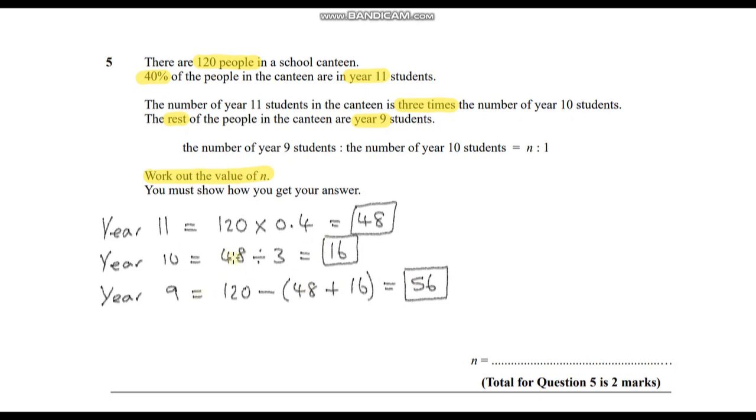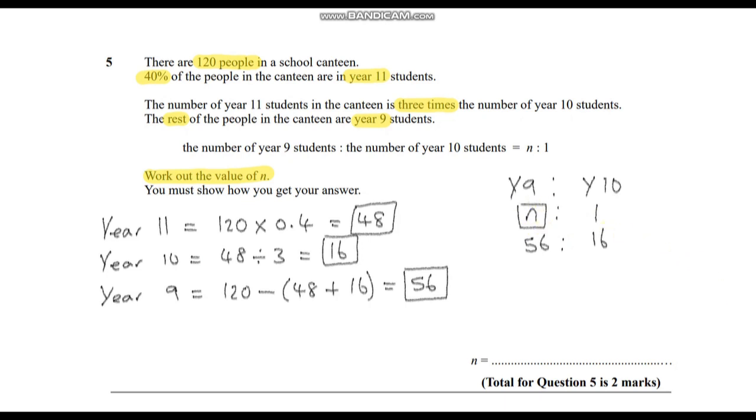So now we know how many students there are of each year group. We can have a look at this part. So it says the number of Year 9 students to the number of Year 10 students. The ratio is n to 1. Now we know what the numbers are. So there are 56 Year 9 students, and there are 16 Year 10 students. So from this we can now work out what our missing letter is.